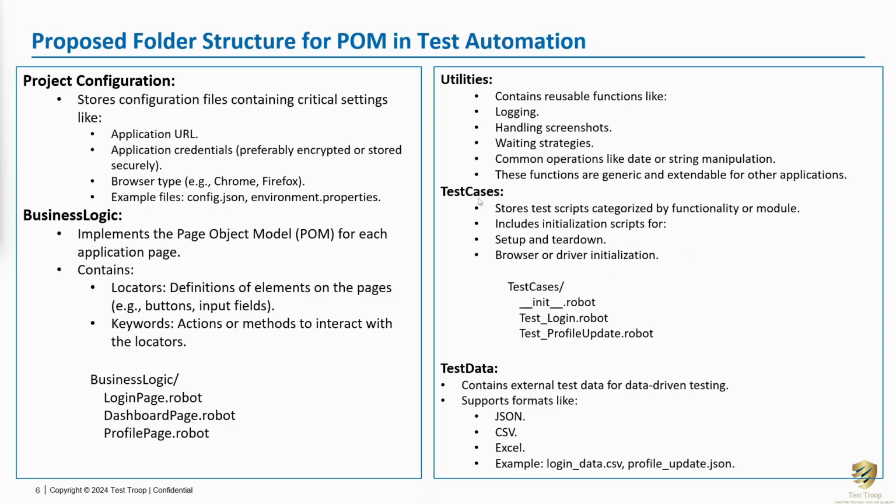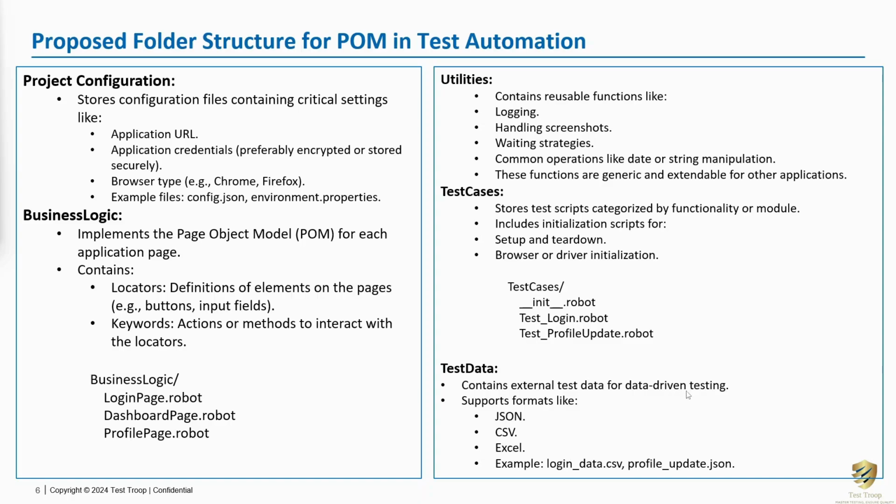So typically the test case structure will look like this. It always starts with the init file, which stores the initial configuration that is needed for the setup and teardown. Then you have the scripts that perform the login operation. You have the scripts to verify the profiles and things like that. The test data contains external test data, mainly used for data-driven testing.